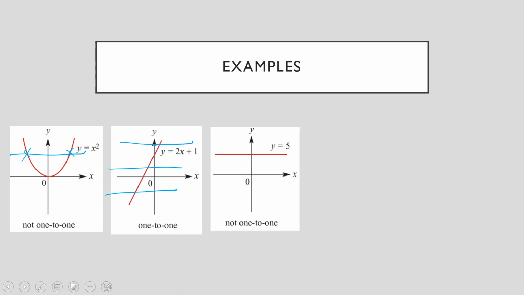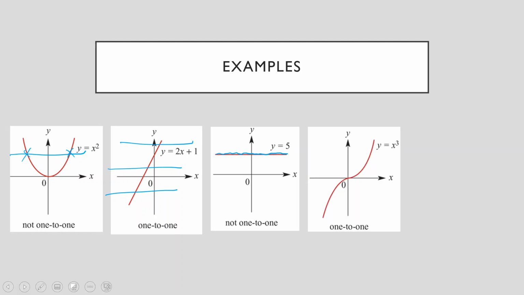Okay, here's a graph of y equals 5. It's just a horizontal line going through the y-axis at 5. And notice you can draw a horizontal line on top of that, and this blue horizontal line is intersecting this red graph at infinitely many points, because they're the same line. So because it's intersecting more than once, it's not one-to-one.